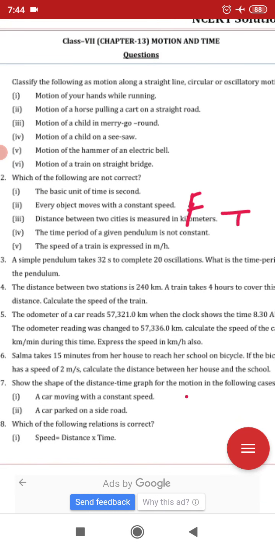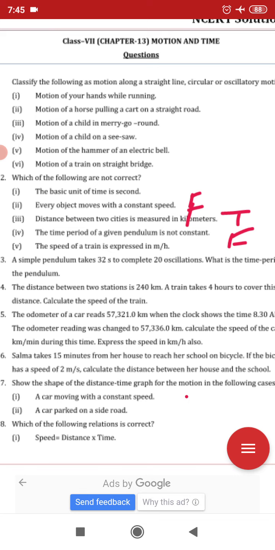The time period of a given pendulum is not constant. The time period of a pendulum is constant. And you know that the motion of the spring of the pendulum shows periodic motion. What is periodic motion? The motion of any object at a regular interval of time is called periodic motion. So you can see the motion of the spring in the pendulum is constant, that means it repeats itself at a regular interval of time. So here the statement is incorrect. Right, false.